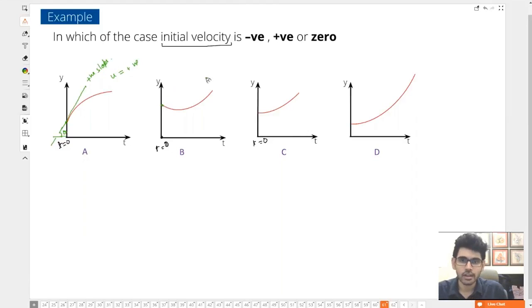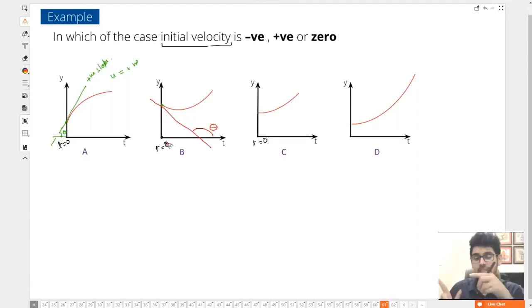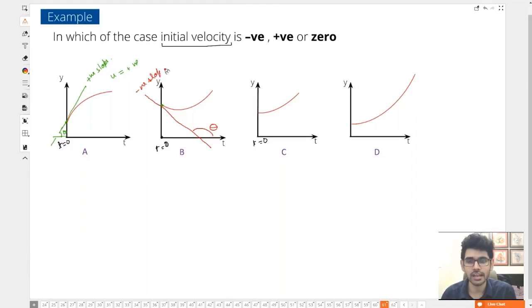At this point, what is the slope? Oh, it is a negative slope, right? It's a negative slope of the tangent. So theta is acute with the positive x-axis. Theta is obtuse also. Tan theta will be negative. So this is negative slope, right? Simple visualization.